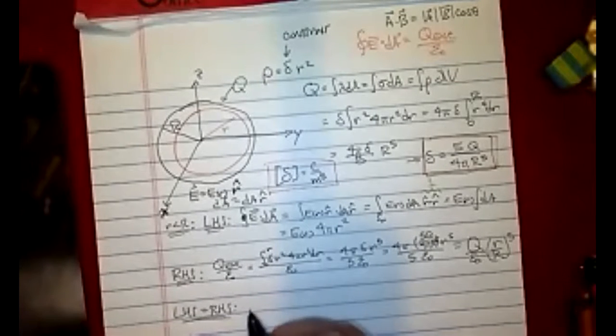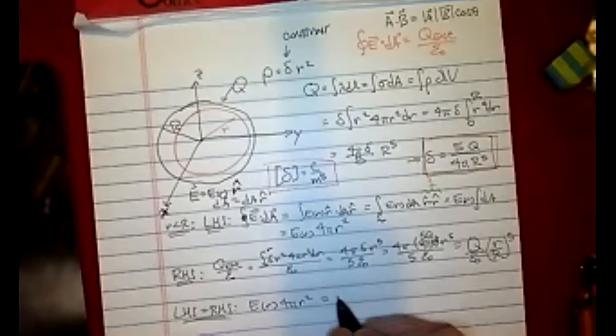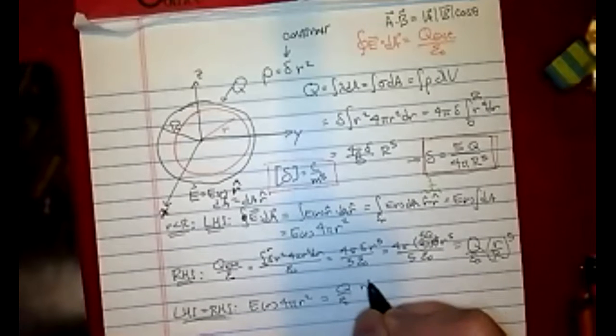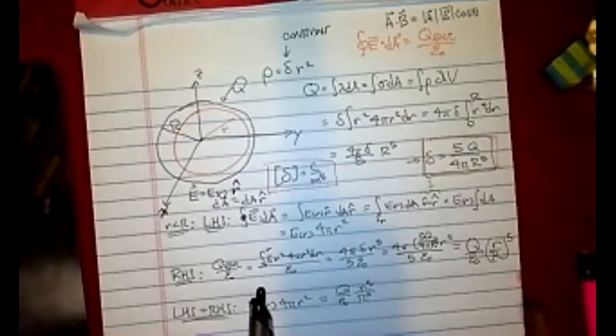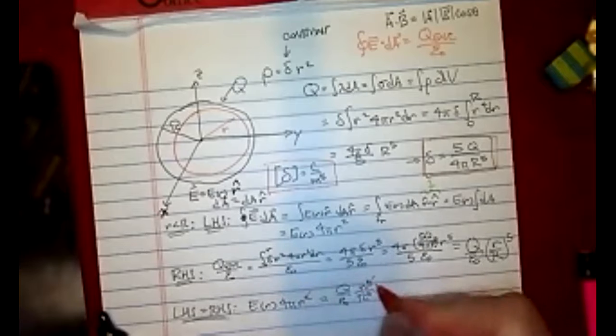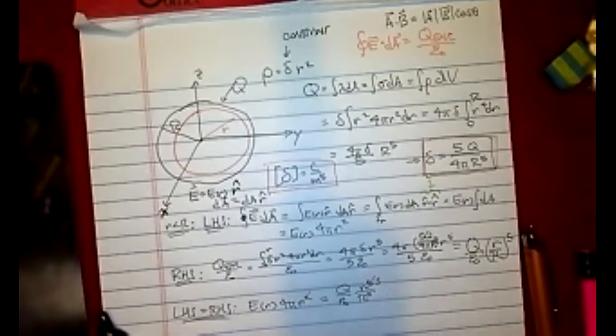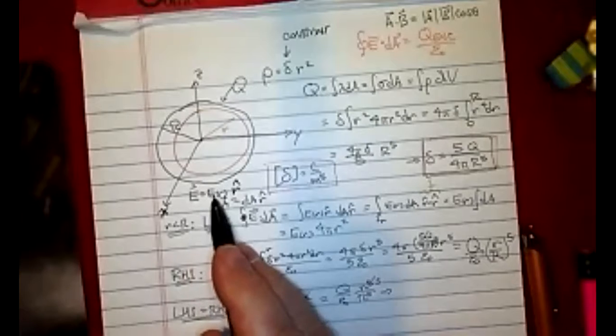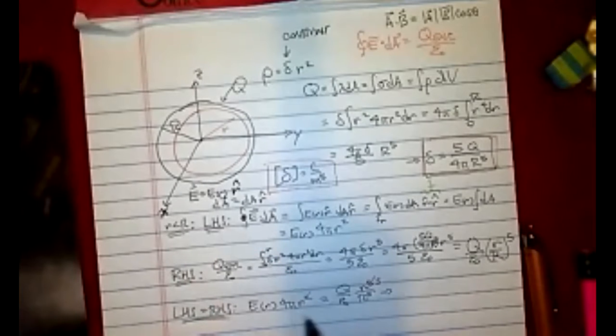Now I'm going to set the left-hand side equal to the right-hand side. And to do so, I'm just going to write E of r times 4 pi little r squared is equal to Q over epsilon naught times r to the fifth over big R to the fifth. And the reason why I broke them up is because I think you can see that this r squared over here is going to cancel out with that and leave a cubed. So I ultimately get, using my original hypothesis, which is the electric field is equal to E of r, which I can now solve for, times r hat.